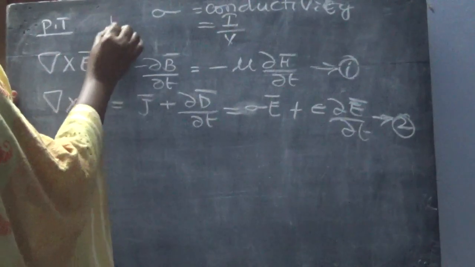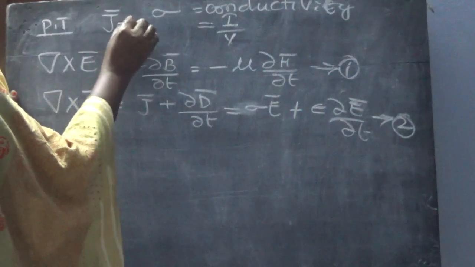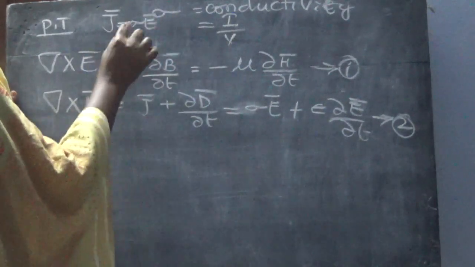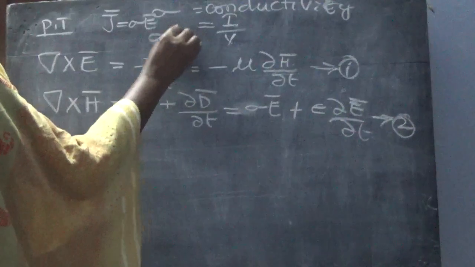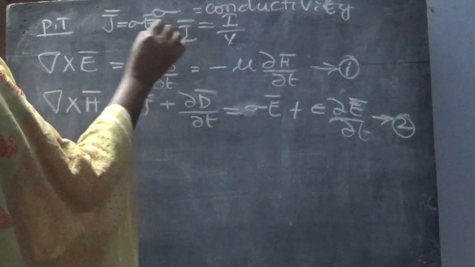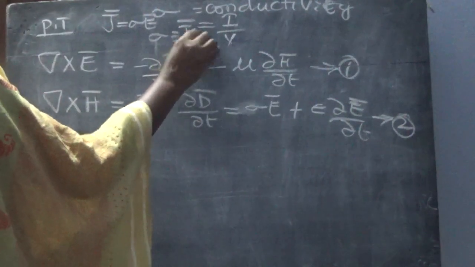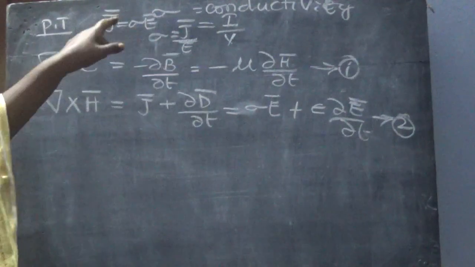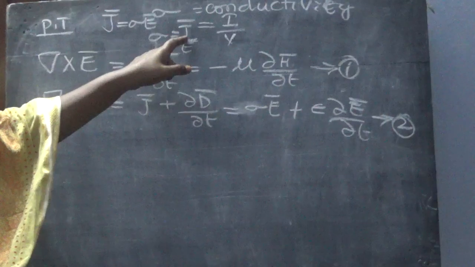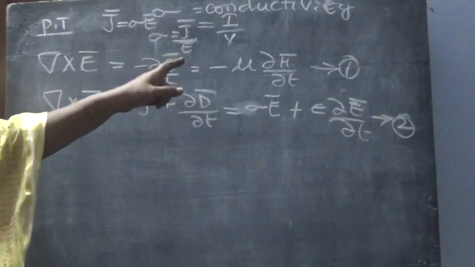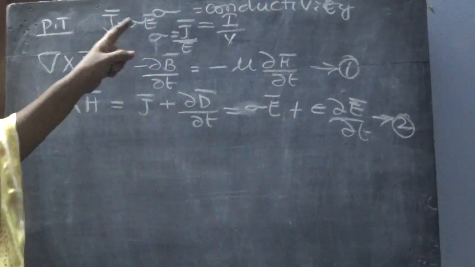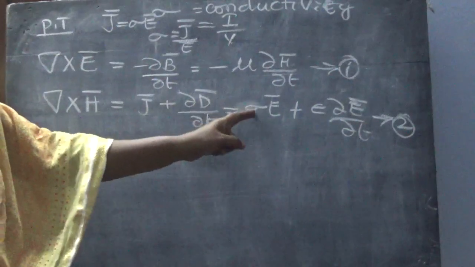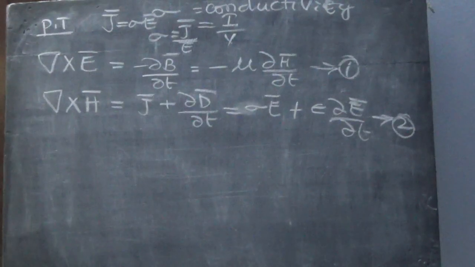J bar is equal to sigma E bar, I wrote. So what is conductivity? J bar, current density, by field intensity. Field intensity is represented in volts and current density is represented in amperes. So J bar by E bar will give sigma. So instead of J bar I wrote sigma E bar.